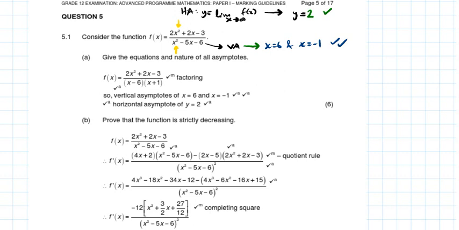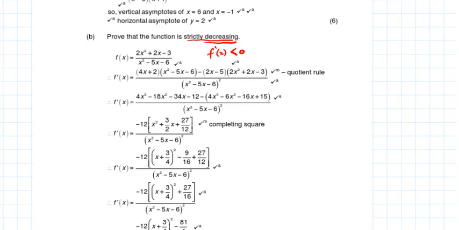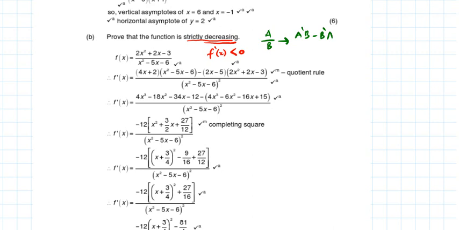Prove that the function is strictly decreasing. Now, strictly decreasing, so decreasing is all about the first derivative always being negative, not even 0. So that's what we are going to do. We have to find the derivative, and the derivative of this is actually the quotient rule. What is the derivative of a over b? a prime b minus b prime a, divided by b squared, remember?